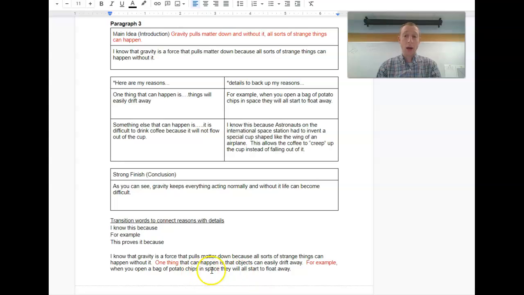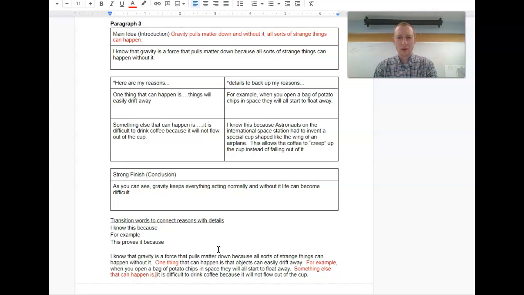So I didn't just say, objects are going to flow away, take my word for it. I proved it with an example. For example, when you open a bag of potato chips in space, they will easily float away. All right, so now I'm on to my next reason, and that has to do with drinking coffee. So I've already got my transition here, right? Something else that can happen. So I'm going to write that now. Okay, so something else that can happen is, and I need a comma here, right? It is difficult to drink coffee because it will not flow out of the cup.